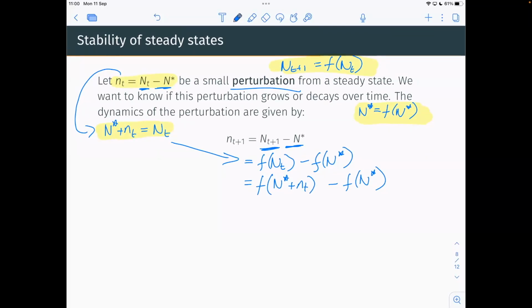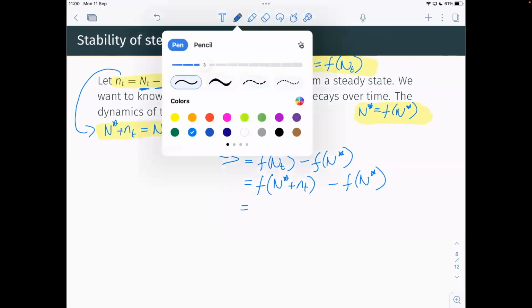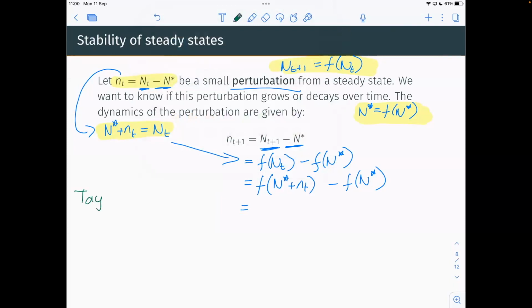This is where it gets a little bit more complicated. Here, we're going to do a Taylor expansion. And this is where this idea of linearity is going to start to come in, okay?